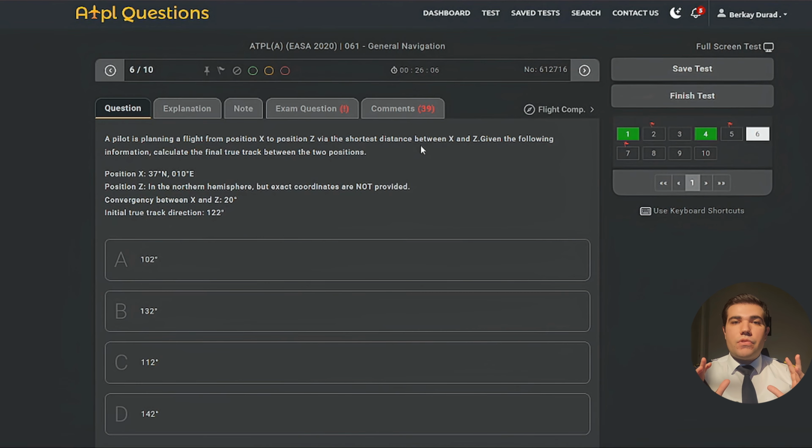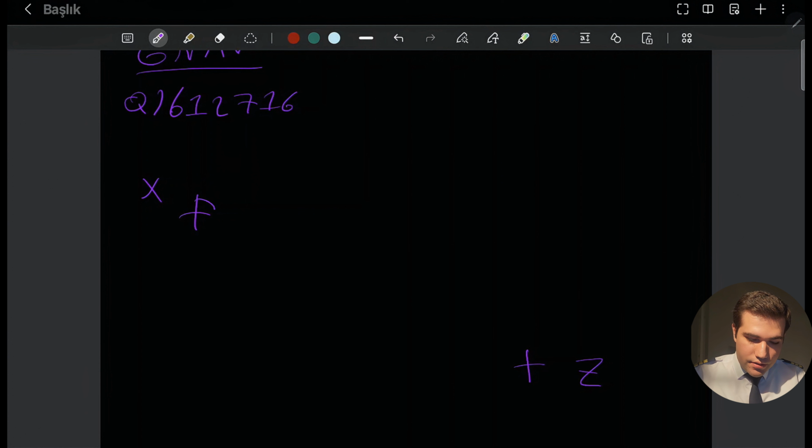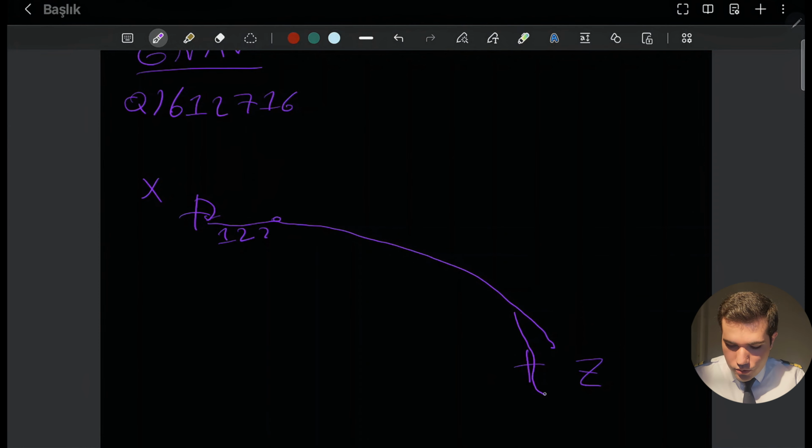So the true track will always be changing when you're moving between X and Z, and this difference will be 20 degrees. So your true track will change by 20 degrees maximum. Let's get back to the question. We know that we departed with 122 degrees initially, so it will be something like this. It will be 122 degrees, and we will be flying like this, and we will arrive like this. When we arrive here, this is what the question is asking.